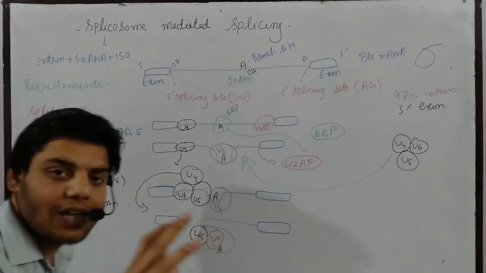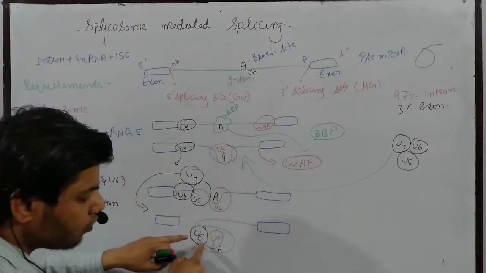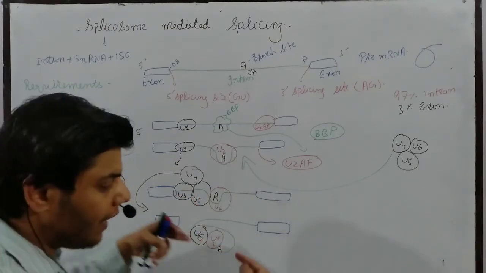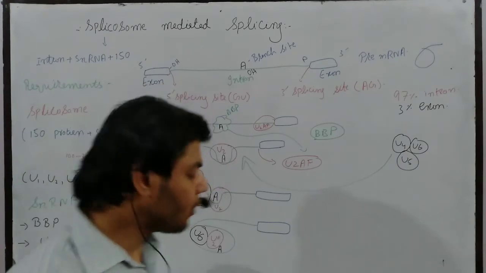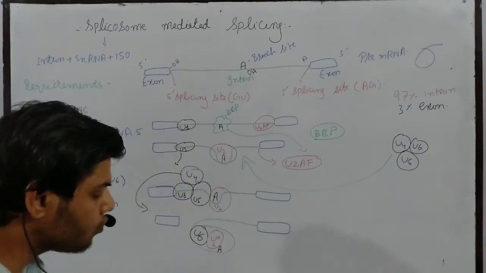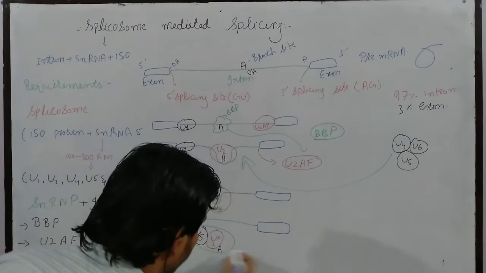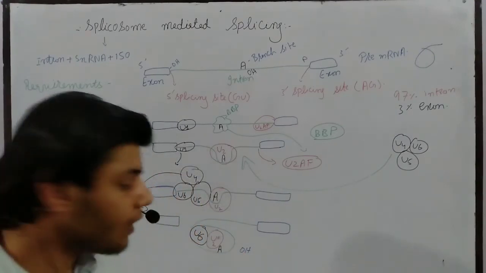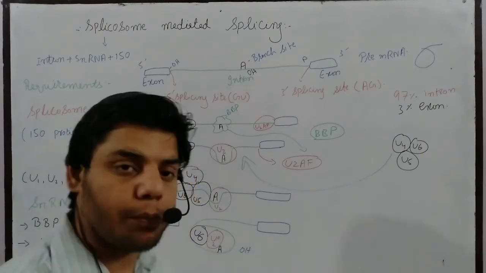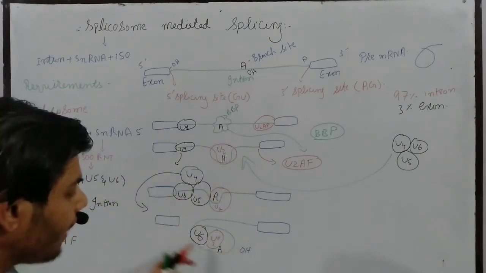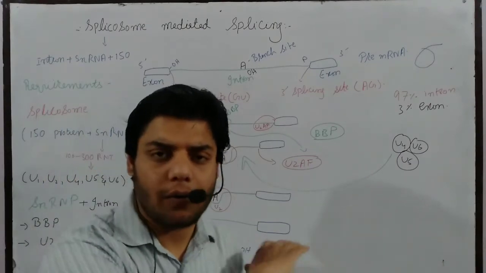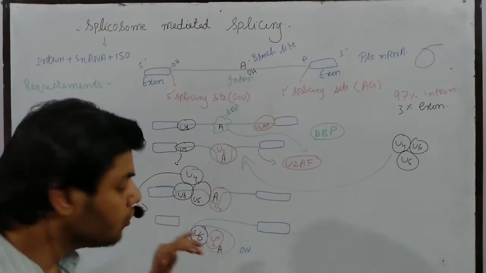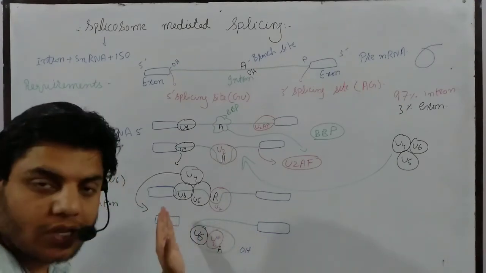Because with adenine there is the hydroxyl group, and with this U6 there is the phosphate. So both are nucleotides and they will be connected with each other, because this U2 has the adenine residues, which have a hydroxyl group, and this hydroxyl group has a lone pair of electrons. This lone pair will attack the alpha phosphate, mainly the alpha phosphate which is present on this U6. In this way, a lariat structure is formed, as you can see.